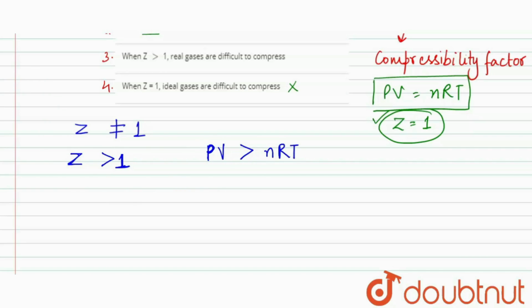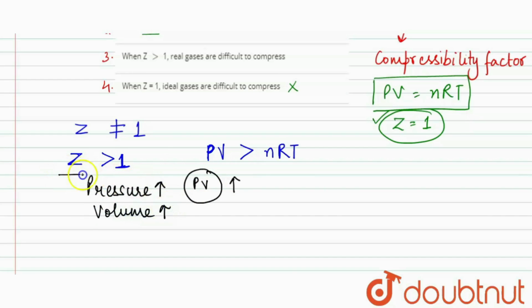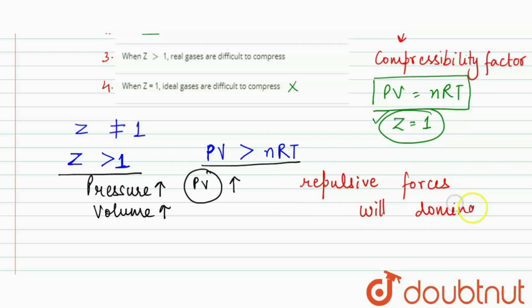It means that the PV factor will increase, because pressure increases and volume will also increase. Why? Because z is greater than 1, it means that the PV factor is greater than nRT. So if the PV factor is greater than nRT, it means that repulsive forces dominate. Why will they dominate? Because if the volume is increasing, the force of interaction will be weak.